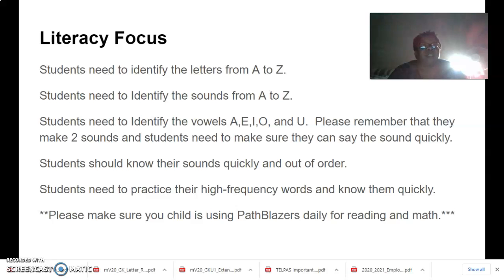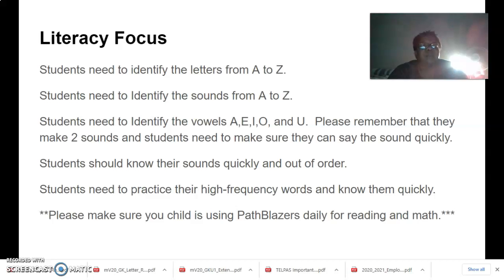Also, high frequency words. We have lists that we've sent home. If you don't have them, you can ask your teacher. I know I've sent home several pages of words to practice. Just let them do one page at a time and maybe 10 words, and then go to the next 10. Also review, because sometimes they forget those sight words or high frequency words.